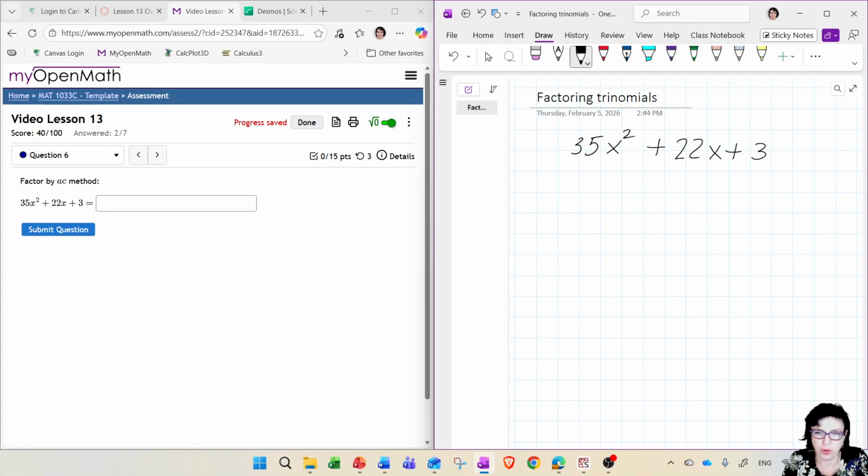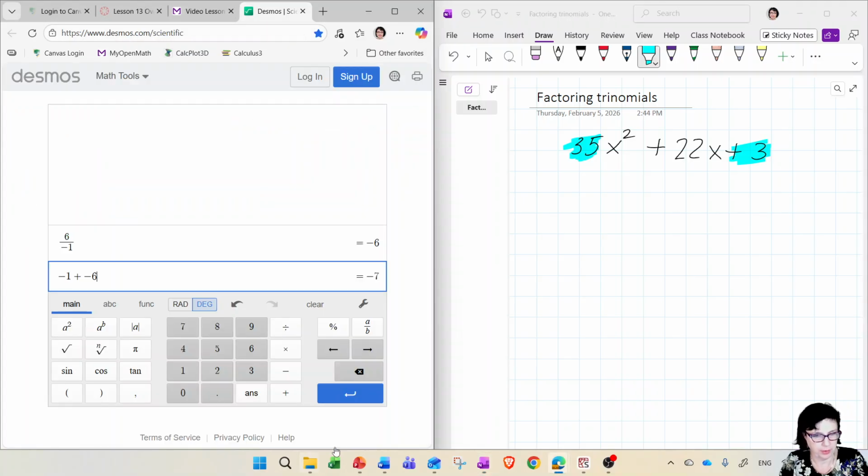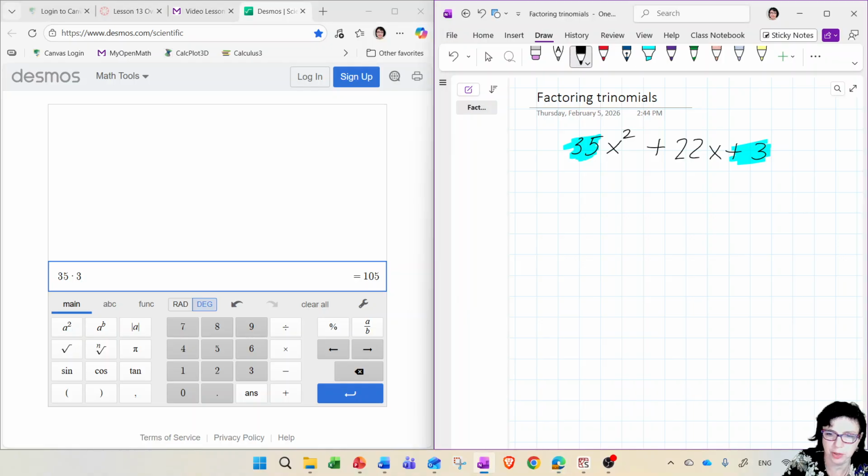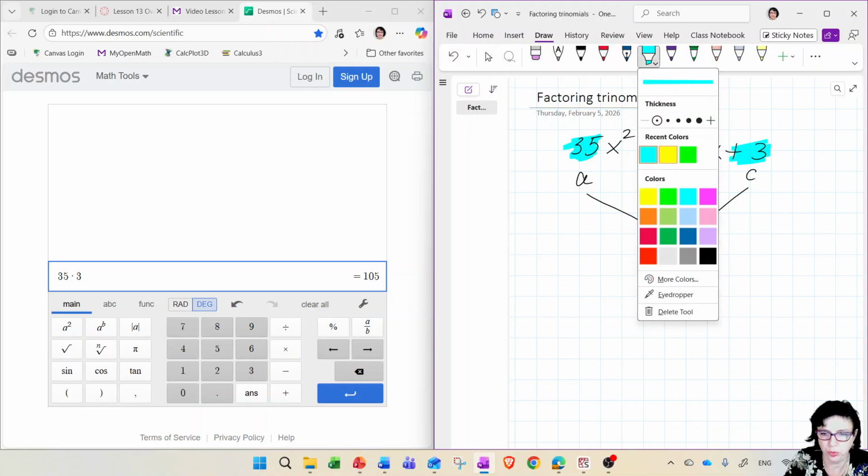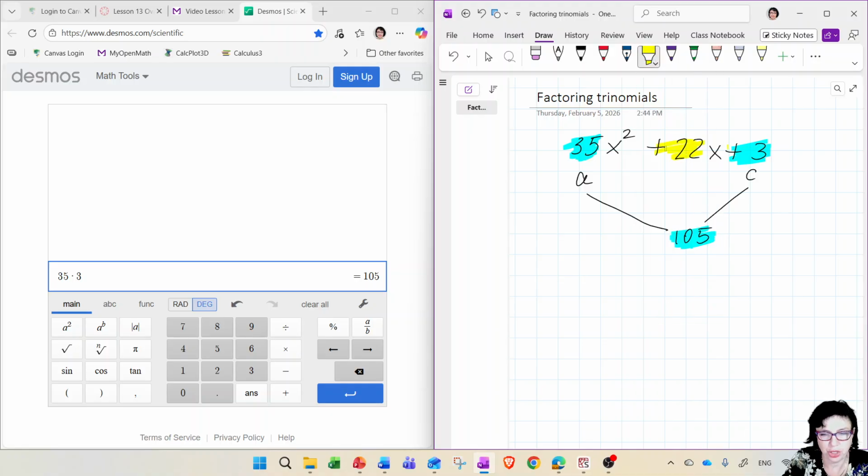What you're going to do first is take the first number, the number in front of x squared, and multiply it by the last number. Let's do that on the calculator. 35 times 3, that's 105. So compute the product. That's why it's called AC, because we are multiplying these two. And the answer is going to be 105. And now what we want is two numbers that would multiply to 105 and add to 22. That's just the first step.